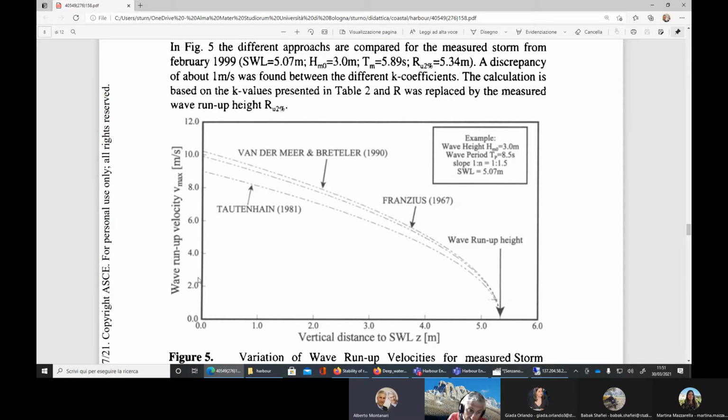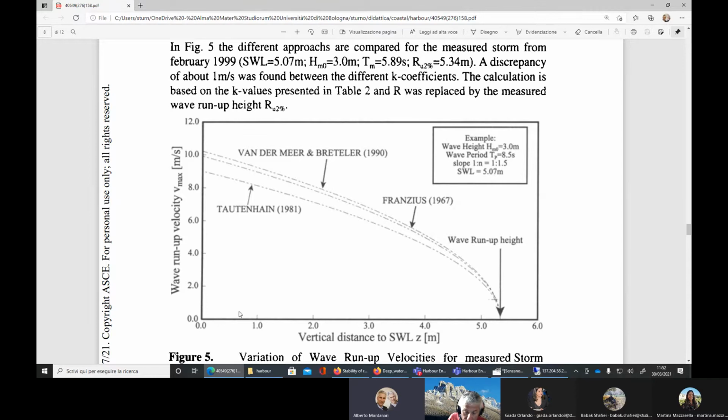Good. And here you have the wave run-up velocity. So basically, this abacus tells us that if you have a structure and a wave that is able to generate a run-up up to 5 meters, then the velocity that you get is given by these curves.